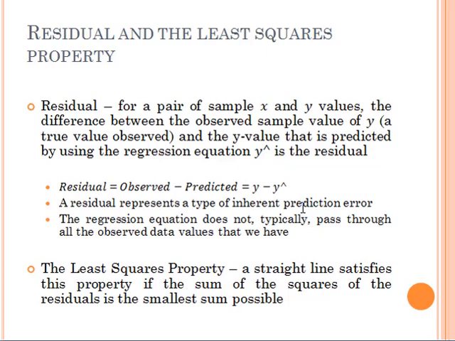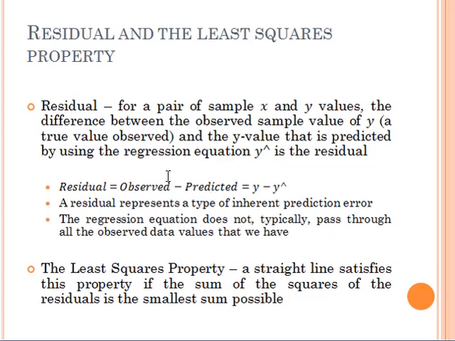Okay, so now let's define another term, which is the residual. For a pair of xy values, the residual is the difference between the observed sample value of y, which is a true observation, and the y value which is the prediction we are making on the basis of the x value from the regression equation, y hat. So residual is calculated with this equation, right? We are defining residual as observed minus predicted, right?